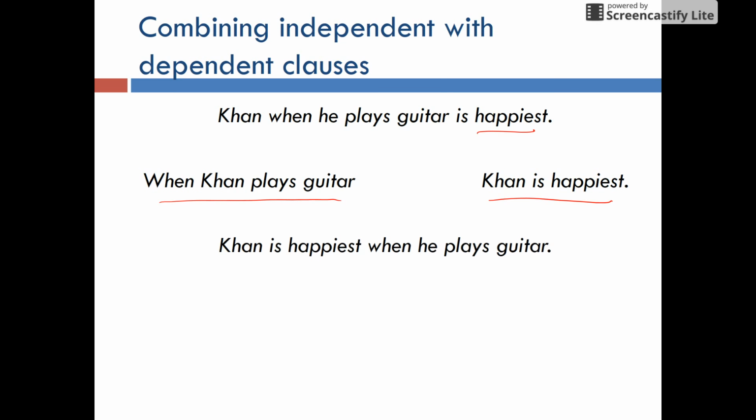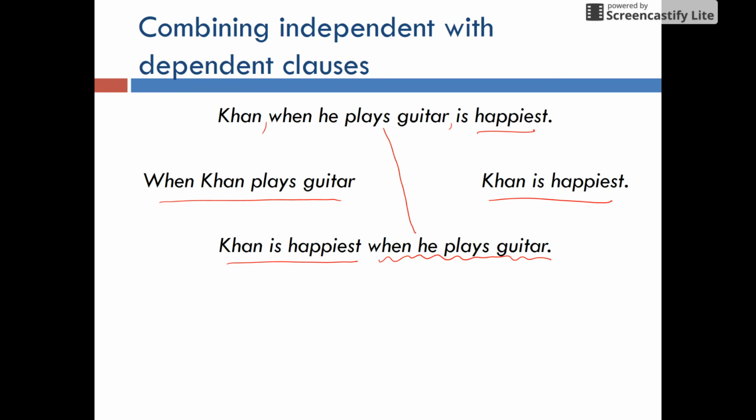It starts with one idea, then goes to another, then goes back to the original. You can improve this by changing the order of the words and keeping the independent clause together. Khan is happiest, and then our dependent clause, when he plays guitar. If you think about how the original sentence was written, it's almost like you need commas here. Khan, when he plays guitar, is happiest. The only way to really understand that clearly is to have slight pauses where those commas are. And those commas, if you can see, go around the dependent clause.